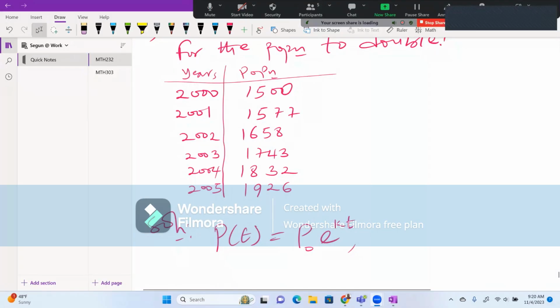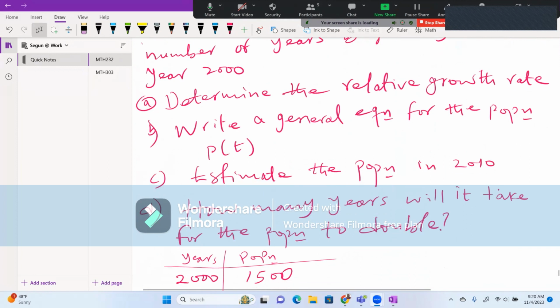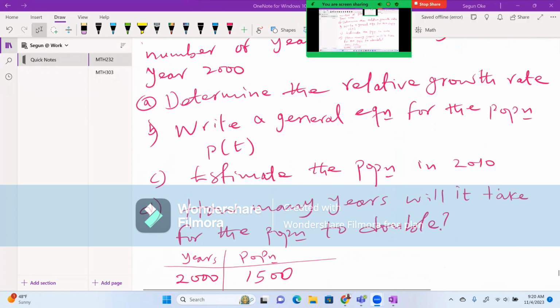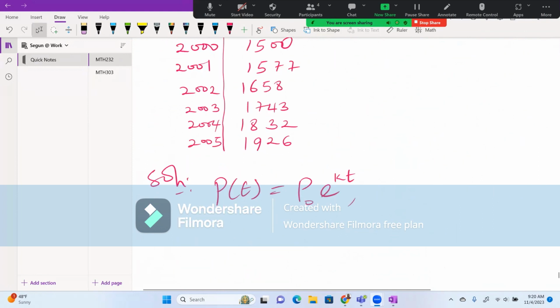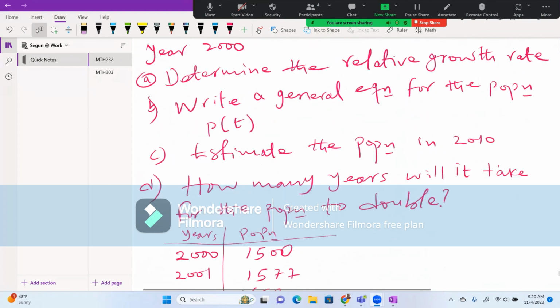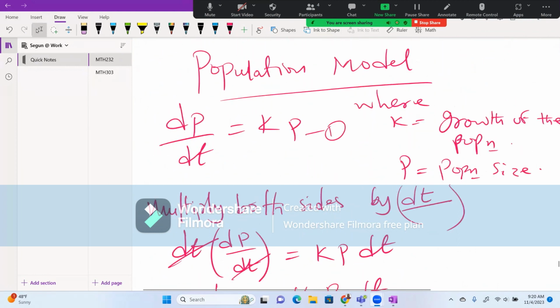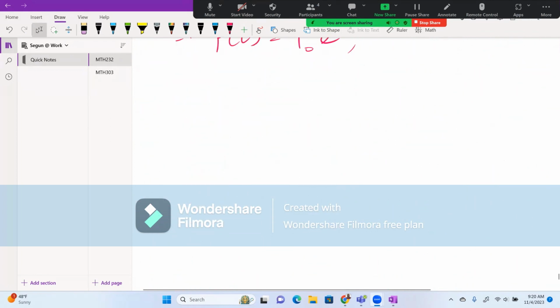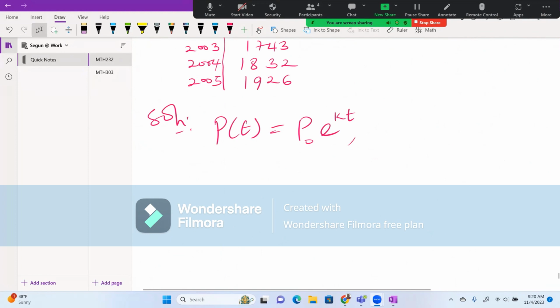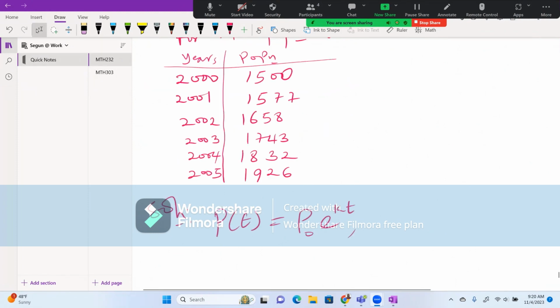Okay, if you read the question, part A says what? We should determine the relative growth rate. Remember, I told us what growth is in this case. We need to know the growth. It's here where K, what is the definition of K? K is the growth of the population. Now, if K is the growth of the population, how do we discover that? We know the initial population in this case is what? The first population here is what?